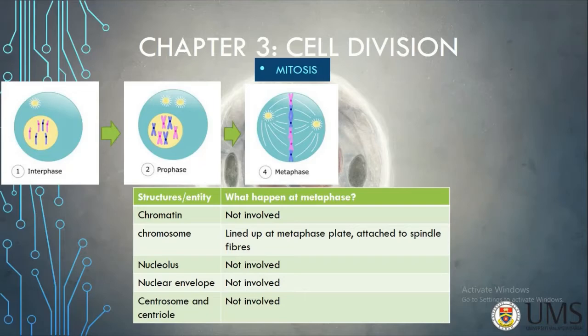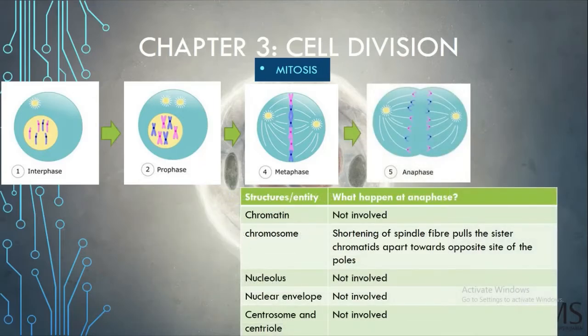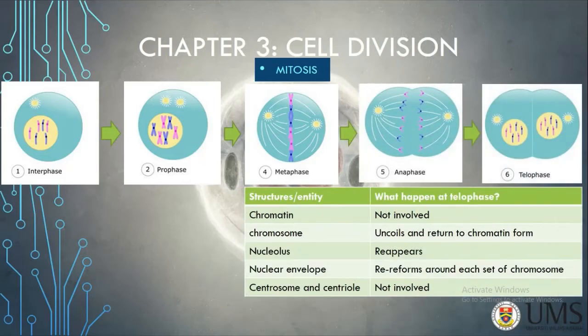Then we will move to the metaphase. During the metaphase stage, the chromosomes will be lined up at the metaphase plate, attached to the spindle fiber. And moving on to the anaphase, the sister chromatids will be moved towards the opposite poles through the shortening of the spindle fiber. And finally, in telophase, the chromosomes will start to uncoil and return to the chromatin form, the nucleolus reappears, and the nuclear envelope reforms around each set of chromosomes.